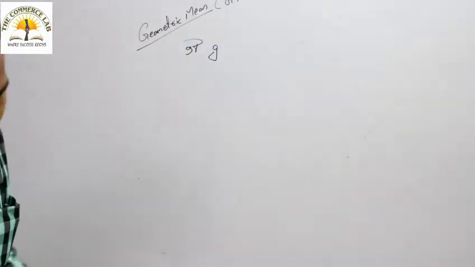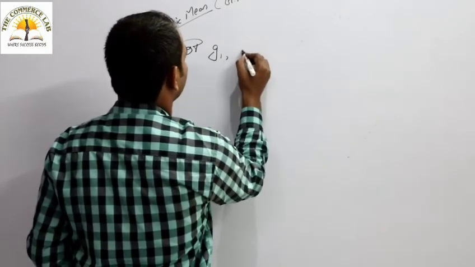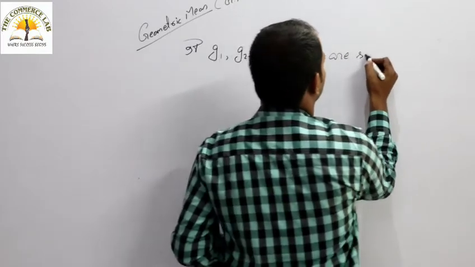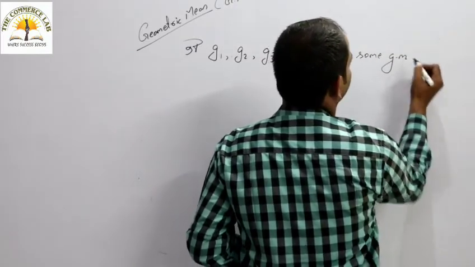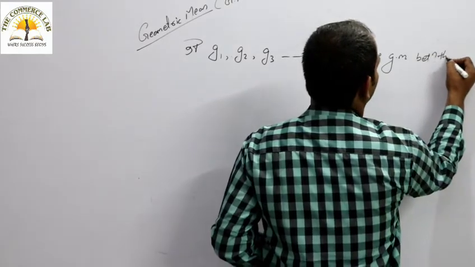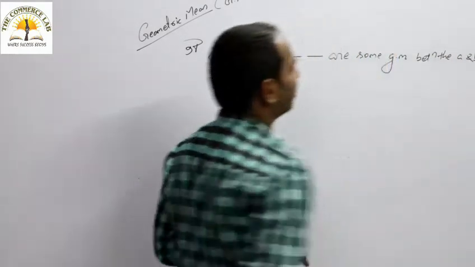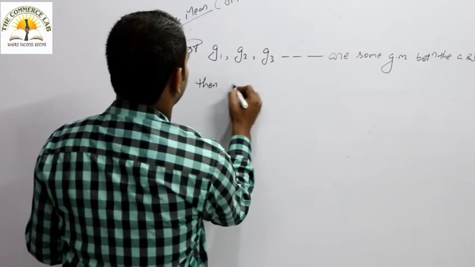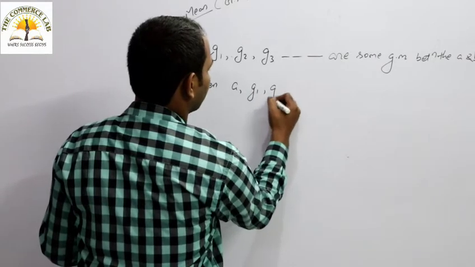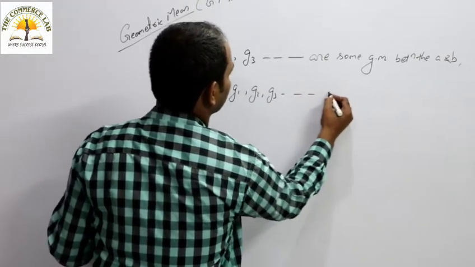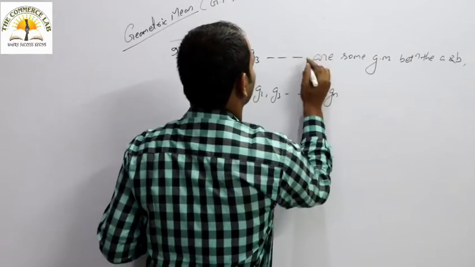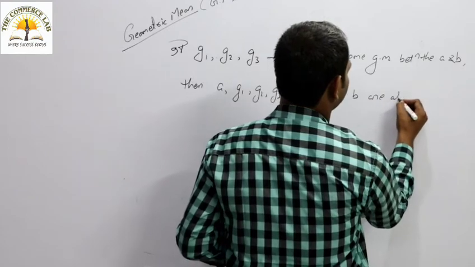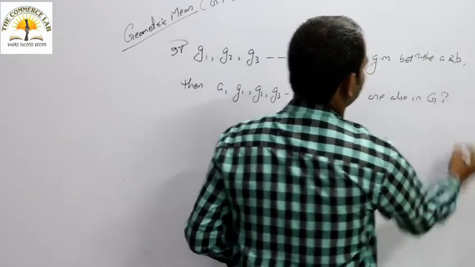Then if G1, G2, G3 are some geometric means between the number A and B, then A, G1, G2, G3 up to Gn and B are also in GP.